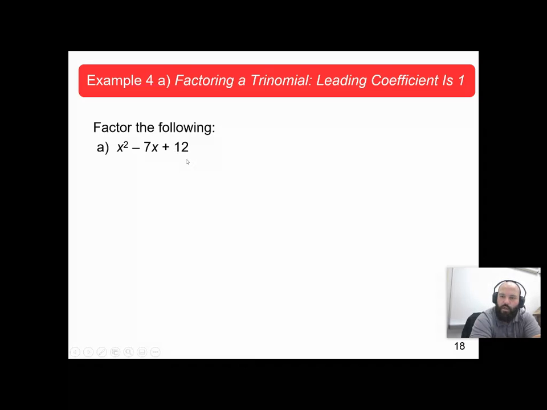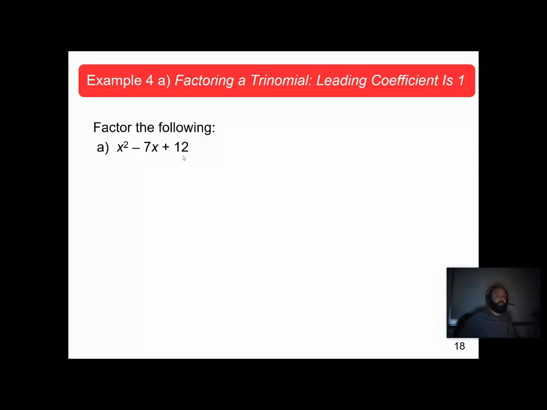So you have 1 and 12. If you added negative 1 and negative 12, you would get negative 13, so that's not going to work. You could go with negative 2 and negative 6. Those two numbers would add to give us negative 8, though, so that's not going to work. You could go with negative 3 and negative 4, and those two are going to be the two that we're looking for here.